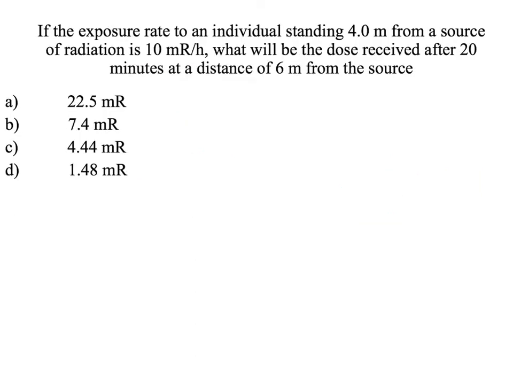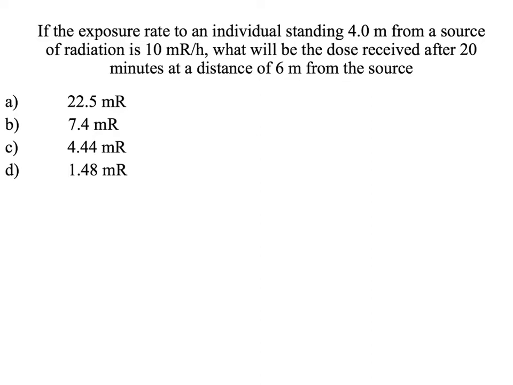Next question. If the exposure rate to an individual standing 4 meters from a source of radiation is 10 milliroentgens per hour, what will the dose received be after 20 minutes at a distance of 6 meters from the source? So what's going to happen, first of all, with the dose? If we increase our distance, we're going to decrease our dose, right? But it's also getting fancy because it's asking us an amount of time, like 20 minutes, right? How many 20-minute intervals are in an hour? 3. There's 3 20-minute intervals in an hour, so that might be helpful to us as we're solving this problem.